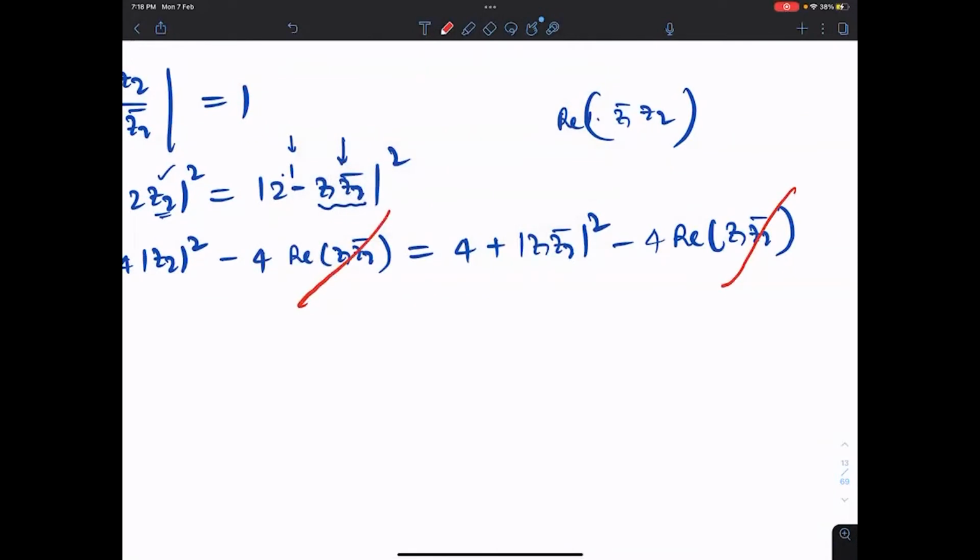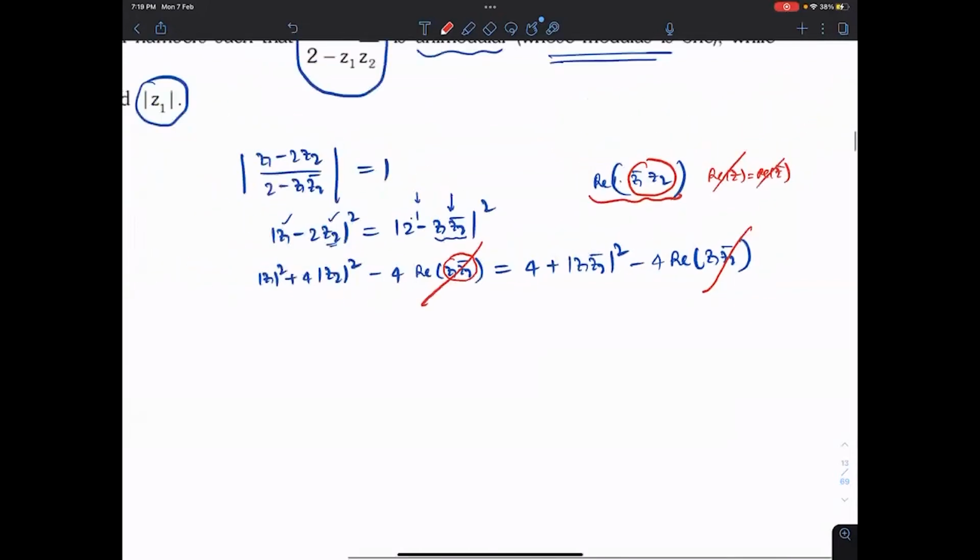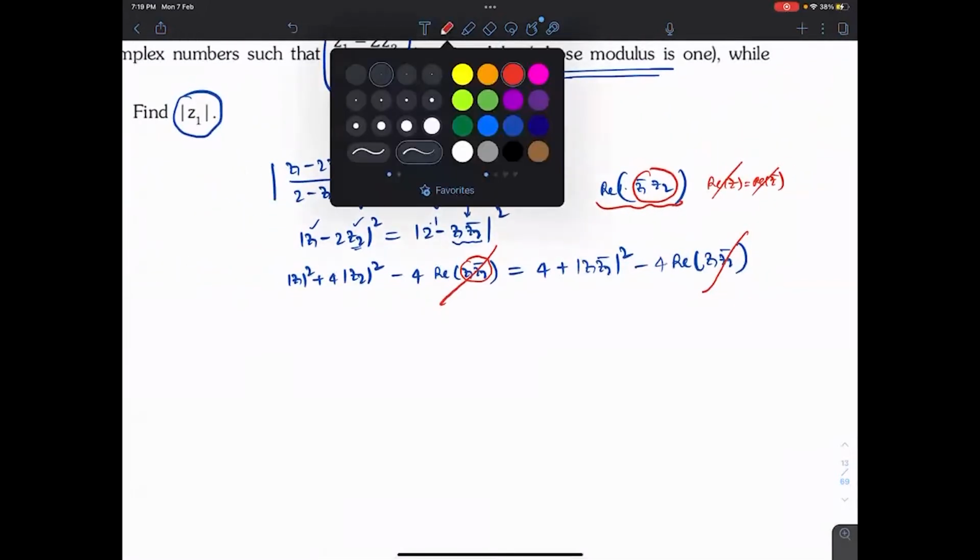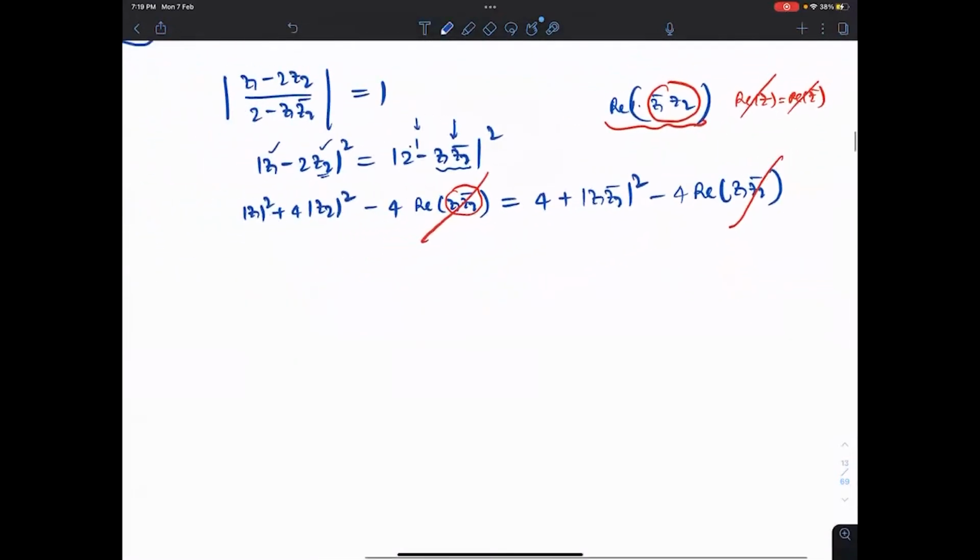But you can make any choice. It is also correct only. If you have written like this, still you should realize that Z1 bar Z2 is nothing but the conjugate of Z1 Z2 bar. So the real part of Z as well as the real part of Z bar are both the same only. So you can still cancel them if these two are equal on both sides of the equality. If they are there, you can cancel. That's it, guys. Now it is done.